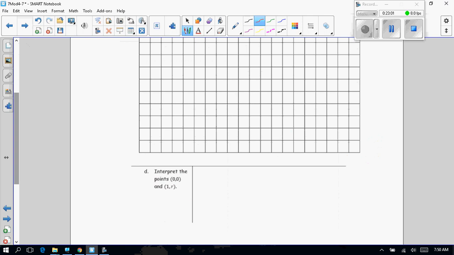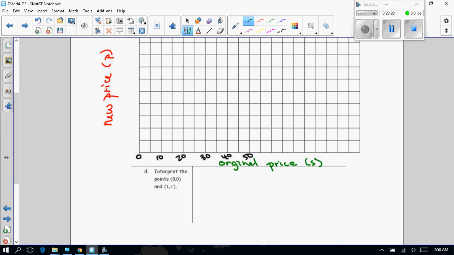That's what we called S. And we're going to put our new price up here on the y-axis. That's what we called P. Let's think about what we counted by. I counted by 0, and then 10, 20, 30, 40, 50. If you want, you could put 1 on every line. I just spread it out.